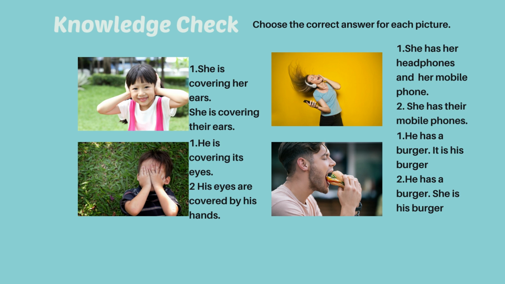Knowledge check. Choose the correct answer for each picture. She is covering her ears. She is covering their ears. He is covering its eyes. His eyes are covered by his hands. She has her headphones and her mobile phone. She has their mobile phones. He has a burger. It is his burger. He has a burger. She is his burger.